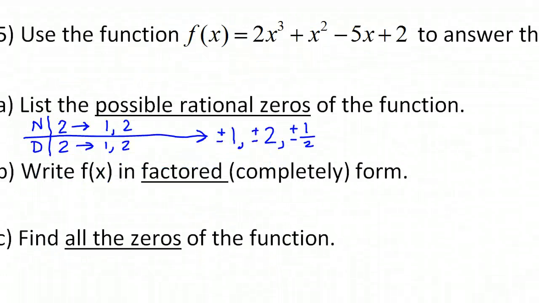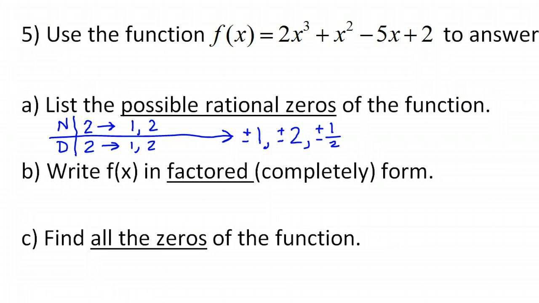By the way, at a glance, we should know how many actual zeros there are. And of course, we know that by looking at the degree. So because this is a degree 3 polynomial, we know that there will be 3 zeros when the story is all told.